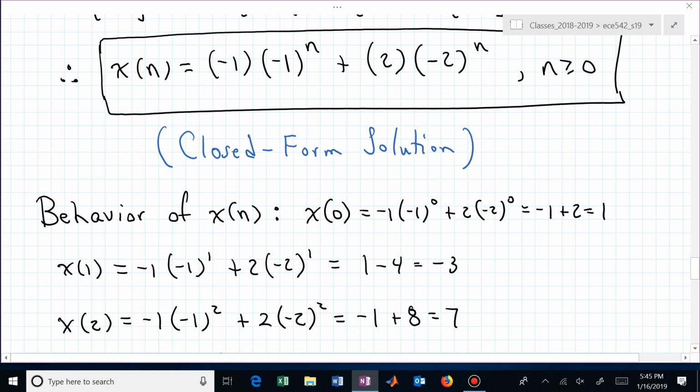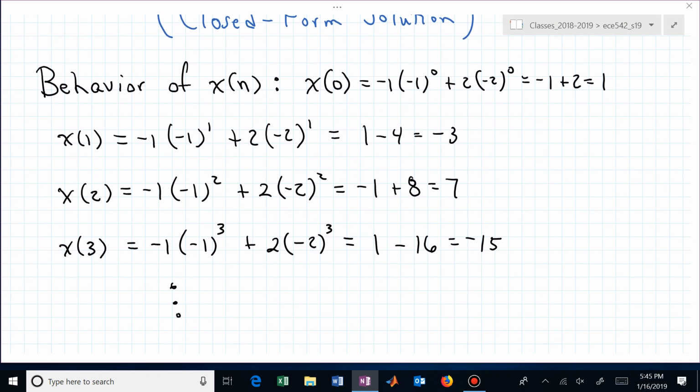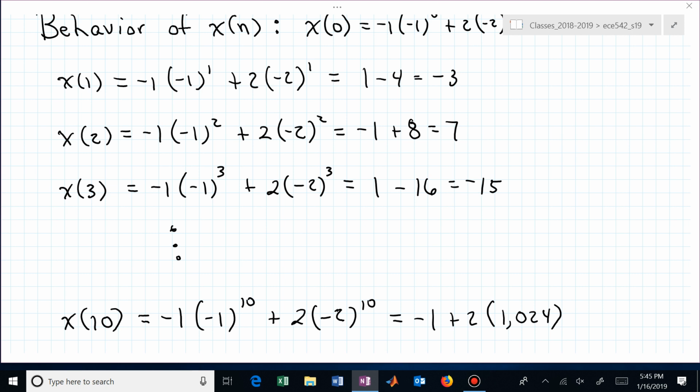Then we closed out the class last time by looking at the behavior of x of n, and we can find that by evaluating that complete solution for different values of little n. X of 0 was given, so we can check our work and say, oh, we do get 1, and that was what we were actually given as an initial condition, so that's good. X of 1 ended up being minus 3, x of 2 is 7, x of 3 is minus 15, and you could actually plug in any n that you want since we have a closed form solution.